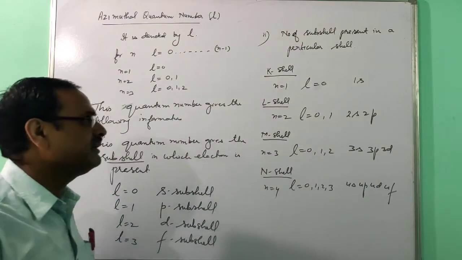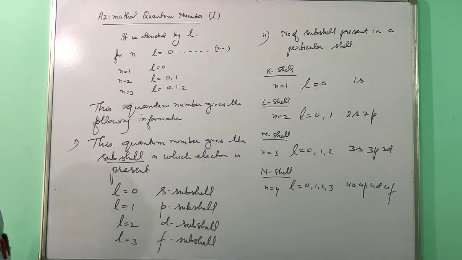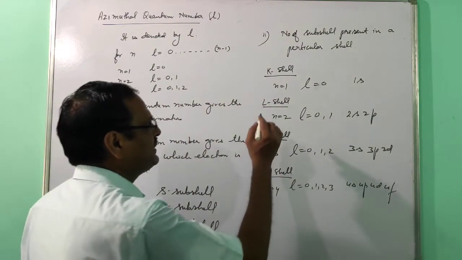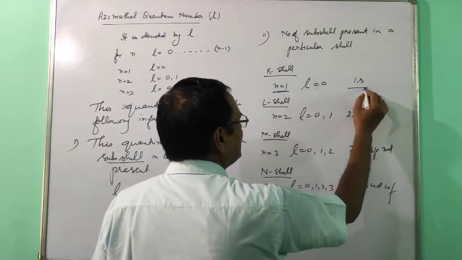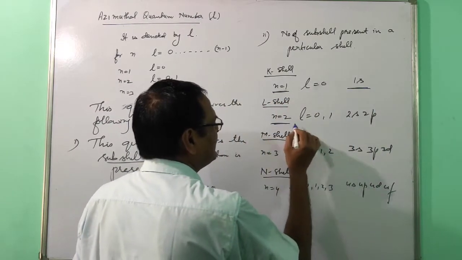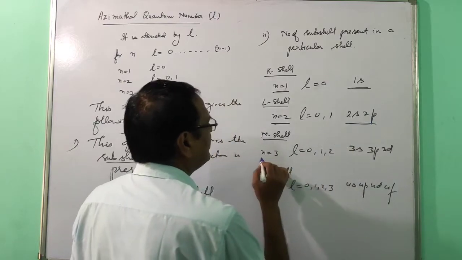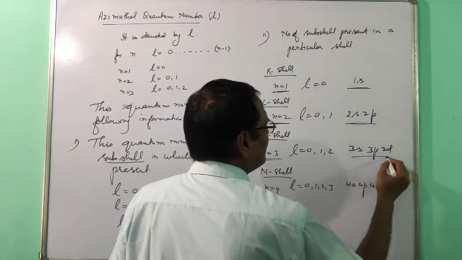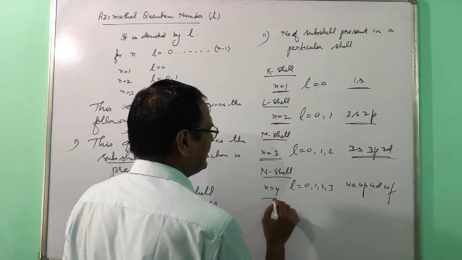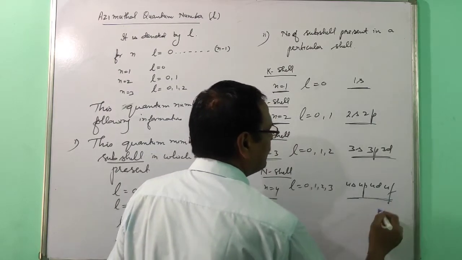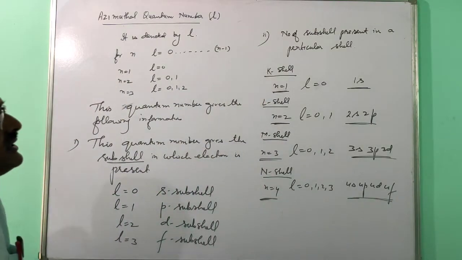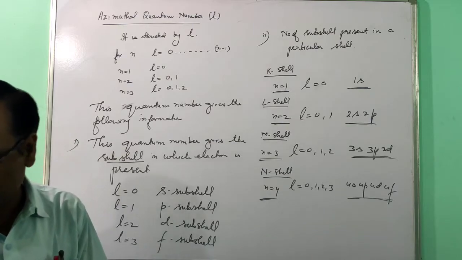So it is very simple. In any shell, how many subcells are there? In the first shell, only one subcell is there. In the second shell, two subcells are there. In the third shell, three subcells are there. In the fourth shell, four subcells are there. So this is the second information you are getting.